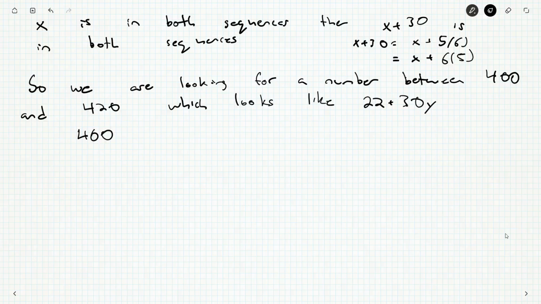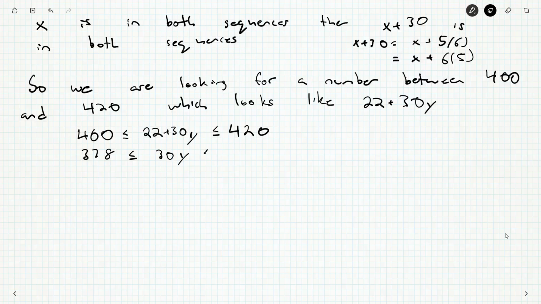So we can say something like 400 is less than or equal to 22 plus 30y, less than or equal to 420. There's lots of ways you could go about doing this one. I'm going to subtract 22 from both of them, so 378 less than 30y is less than 398. And if I divide by 30, this guy is going to be a little bigger than 12, and this guy here is going to be a little bigger than 13 for y. y equals 13 will do. There's lots of ways to show that.